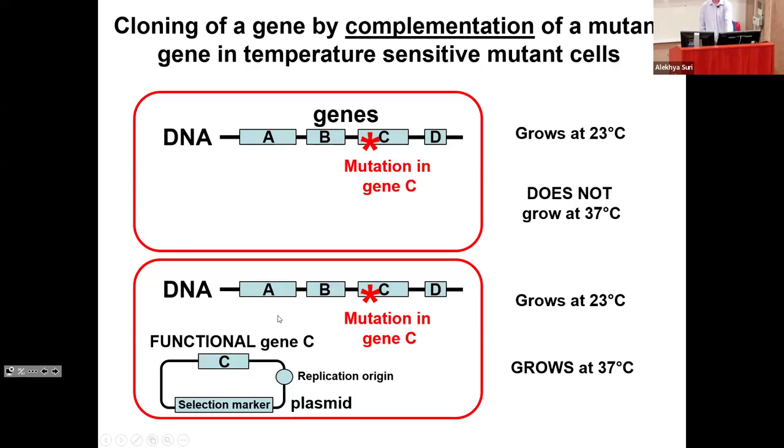So in this case, these cells with the plasmid DNA with the functional gene C, for example, because there's a mutation in gene C on the chromosome, will grow at room temperature, but also at high temperature, because now in this case here at the bottom, we have the functional gene in the cell, so it can complement the temperature sensitive defect.